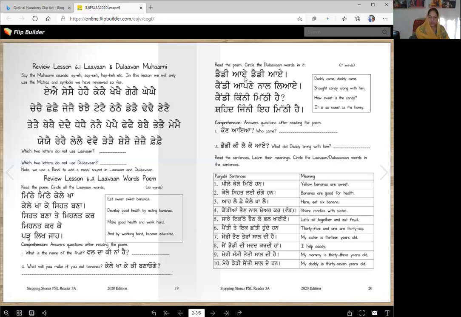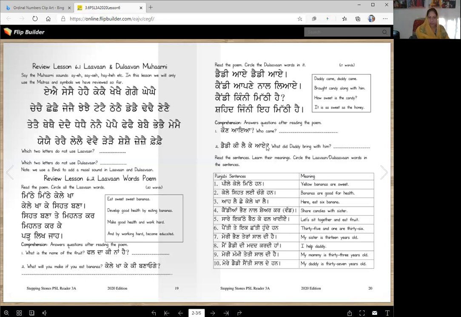Here's another short poem. This has the Lama words. And there's the meaning of this poem. Daddy ji, candy apne naal le aaye. Apne naal means with him. Candy kinni mithi hai. Shad jinni hai, mithi hai, as sweet as honey. Okay, and there's some activities you have to do. So you have to read the poems and you have to circle the Lama and the Lama words in them. Make sure you do that.